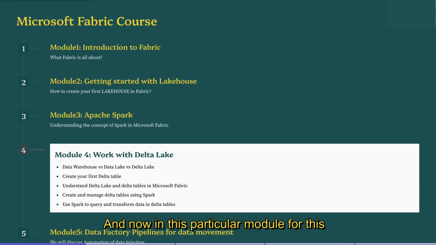And now in this particular module for this video, we will talk about Delta Lake. You must already know about data warehouse. I assume you are from a data background, so you might have worked on SQL and databases. Data warehouse is a very basic concept in that aspect. Data warehouse means you have various structured data, like tables with rows and columns. If you're storing that kind of format, you need to create a data warehouse. We have fact tables and then dimension tables in that.